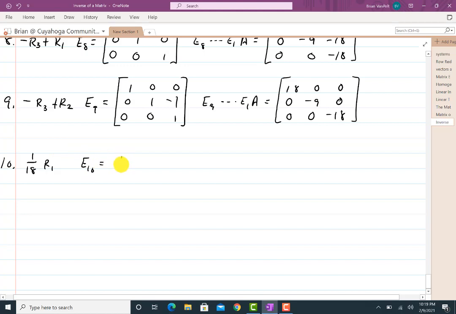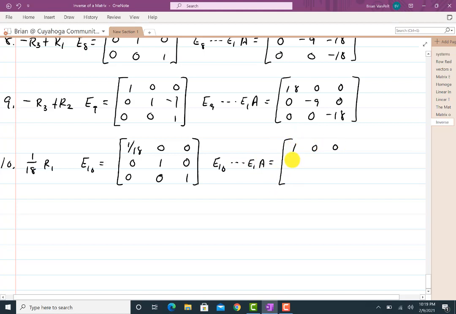I prefer to write E10 like this. No, actually I can't put it on the outside because that would multiply to every item inside of there. So no, sorry about that. That was my bad. It has to look like this. And then if I have E10 dot dot dot down to E1 times A, what would that be? 1 0 0 0 negative 9 0 0 0 negative 18.